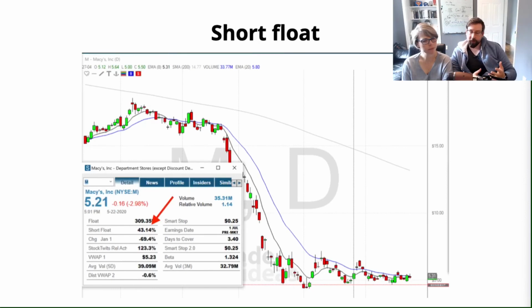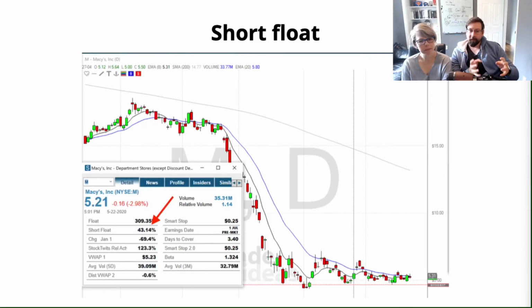If you're interested in this, there's actually a built-in one in Trade Ideas. I showed you that channel bar on the side. There's one that's just called Short Squeeze, and it's a bunch of scans that we built that are just looking for stocks with this high short float, which is something that Trade Ideas does great.